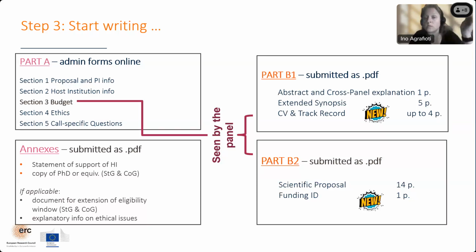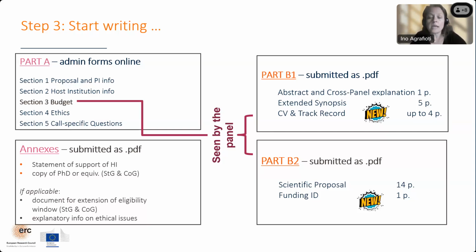So we have these two parts. Part B1, it's the abstract and cross-panel explanation that I mentioned before, the extended synopsis, 5 pages. And here we have some changes because the Scientific Council is really listening to what the community is saying. And based on the feedback that was given, they have made a lot of changes in 2024. So this year, the CV and track record is one part. It's together up to 4 pages. And also the other change is that the funding ID that used to be in part B1, now is in part B2.